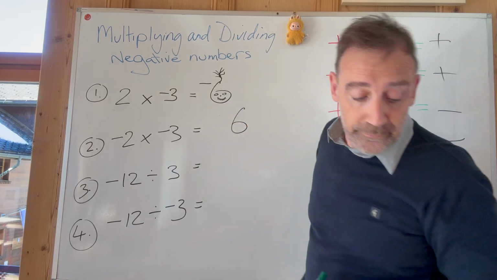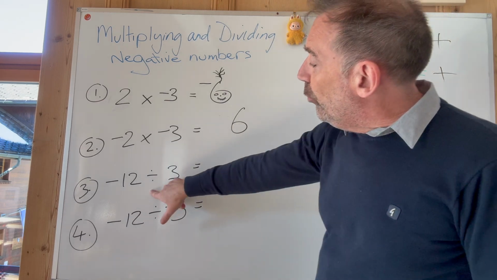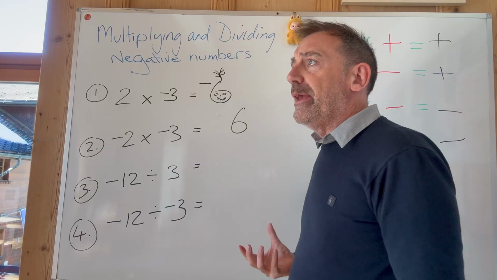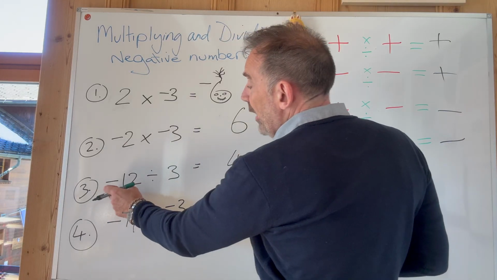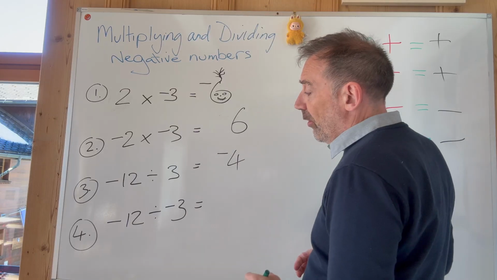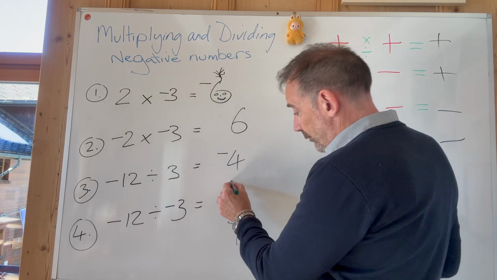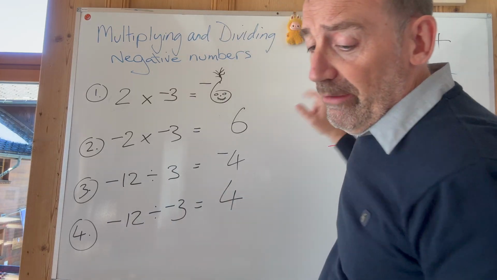Minus 12 divided by 3. 12 divided by 3 is 4. Minus 4. We've only got one negative, so therefore it must be minus 4. Now minus 12 divided by minus 3 is 4. 2 negatives, as we said, make a positive.